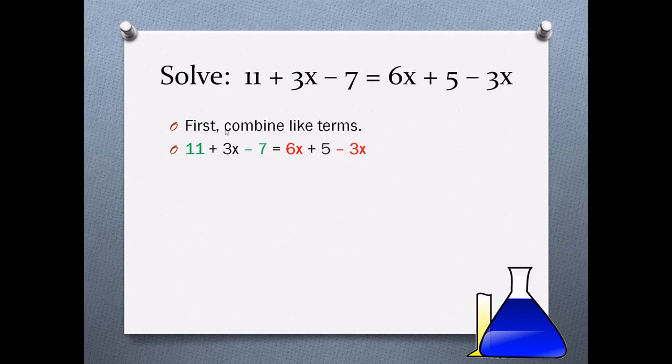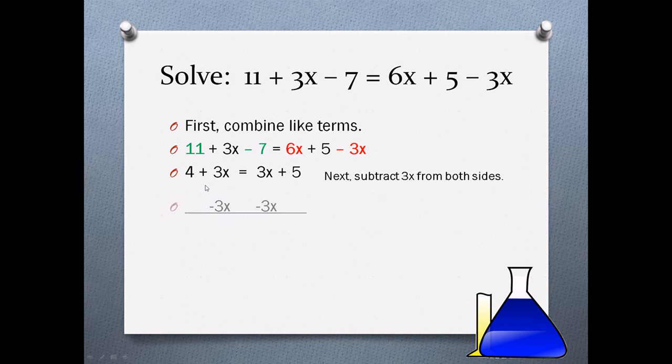So on the left side, 11 minus 7 is 4. 6x minus 3x is going to give us a 3x. No problem. Standard procedure. Now, the next thing you'll want to do is group up your variables. And you can either group them to the left or to the right, whichever you'd like to do. Why don't we just move this positive 3x to the right? So since it's positive, subtract. So we subtract 3x from both sides.